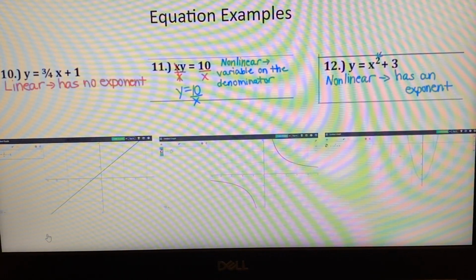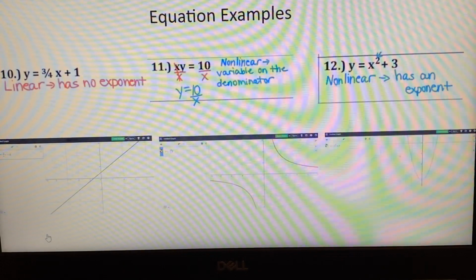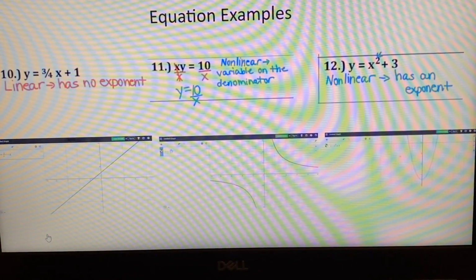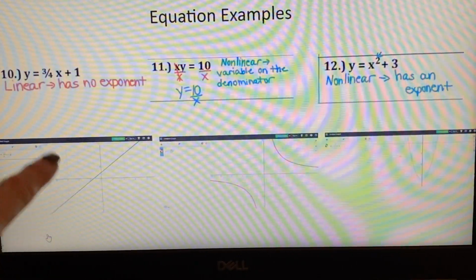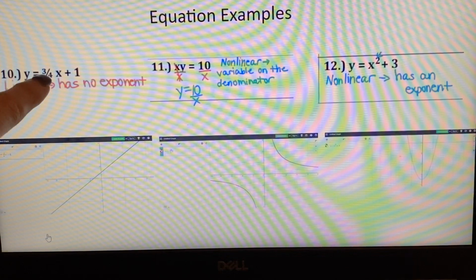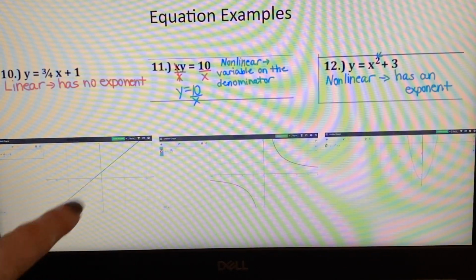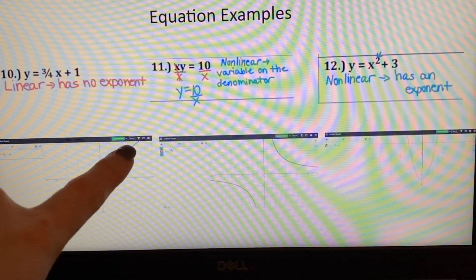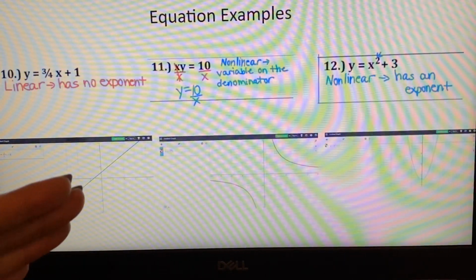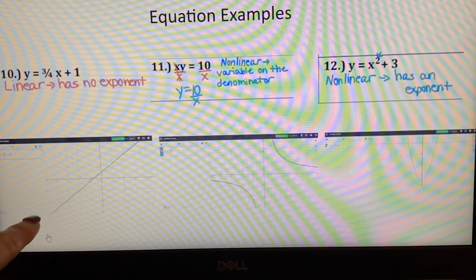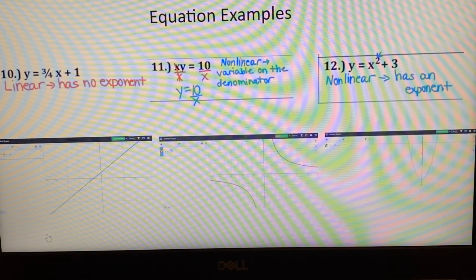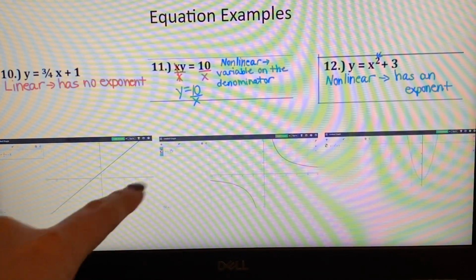If you were to actually put this in Desmos, so you guys have that option. You have Desmos calculator. In fact, let's go back to this one right here. I put that one into Desmos, and I know you can barely see it, but that is a straight line. It is linear. It has a positive slope. It's actually what we call increasing, okay?